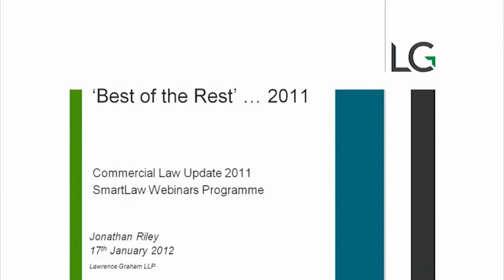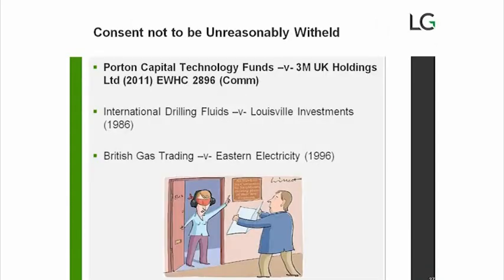This final session we've called Best of the Rest, and it's a roundup of three particular developments of interest from 2011. The first case that I'd like to look at is that of Porton Capital and 3M UK, which considers the implications of the use of the expression "consent not to be unreasonably withheld" in a commercial contract. This is a commonly used expression in commercial contracts as well as in, say, leases between landlord and tenant.